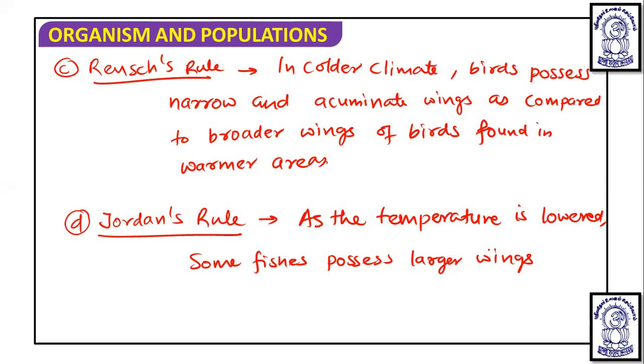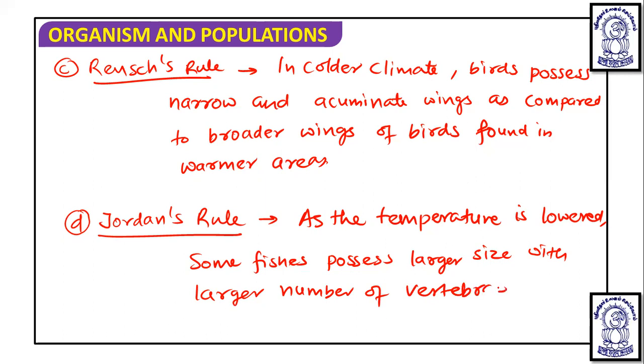As temperature is lowered, some fishes possess larger size with a larger number of vertebrae. So in all these four rules, you can see the adaptation or modification in organisms influenced by temperature, and based on this, these four rules are given.